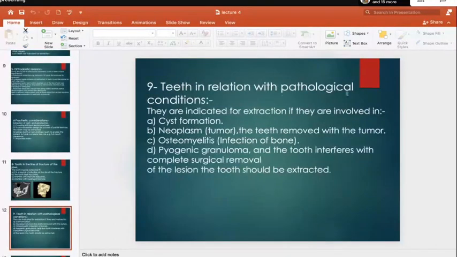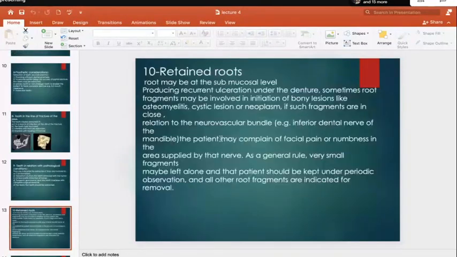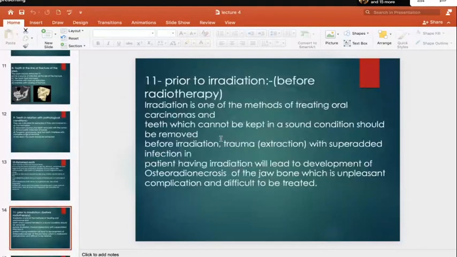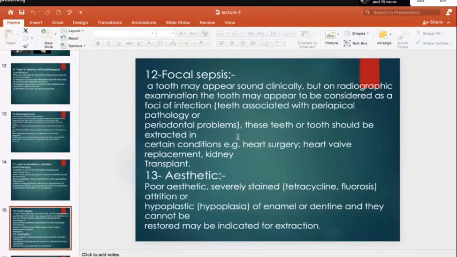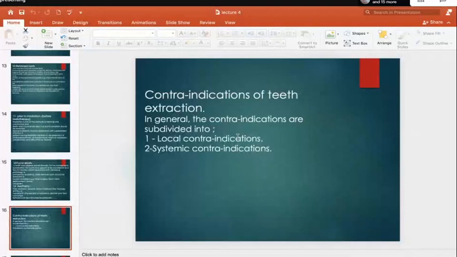Tooth in relation with pathological condition. Retain root. Prior to irradiation, radiotherapy. Focal sepsis. That is for the indications. Contraindication, we have two types: local contraindication and systemic contraindication.